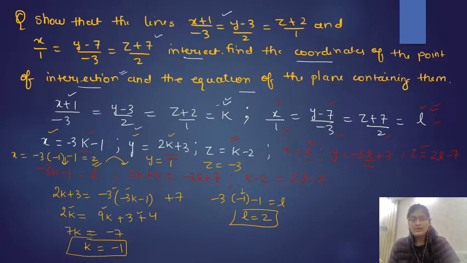Now on the right hand side, if you substitute the value of L, L is what? 2, so x is 2, y is minus 3 times 2 is minus 6, 7 minus 6 is 1, and z is what?